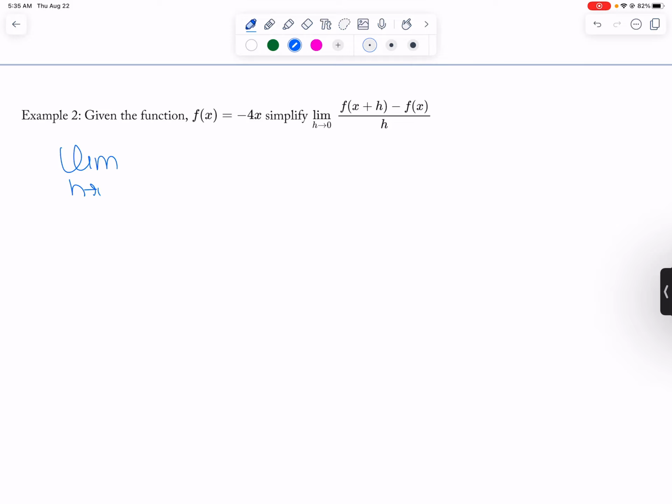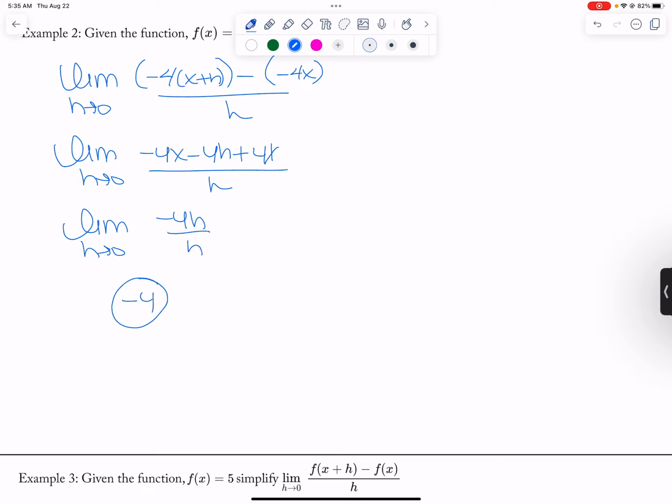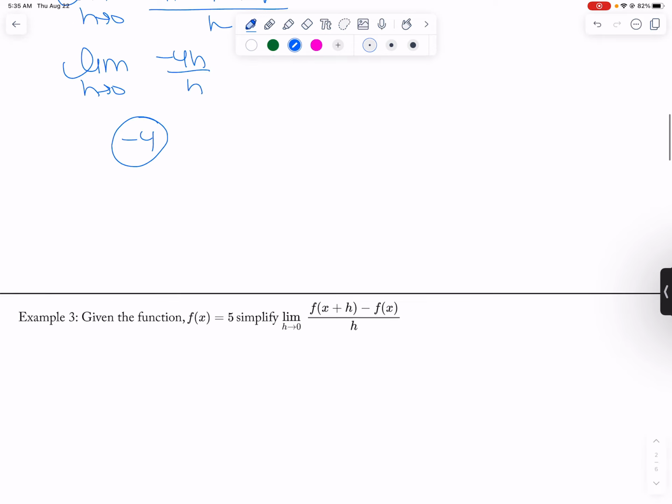Limit as h approaches 0 of negative 4 times (x plus h) minus negative 4x, all over h. Limit as h approaches 0 of negative 4x minus 4h plus 4x, all over h. Negative 4h over h, so negative 4. Notice I'm writing the limit notation every single time until I can plug in 0 for my h.